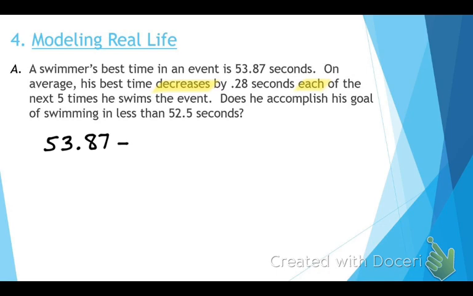And how much is it subtracting each time? 0.28. 0.28 seconds. Now, does he only do that one time? No. How many times? 5. So technically, I could go minus 0.28, minus 0.28, minus 0.28, minus 0.28, minus 0.28. Or you can remember what this word means. What's the clue word each mean? What sign? Multiply. So instead of subtracting it 5 different times, I'm just going to multiply it by the number 5 because he did it 5 different times.